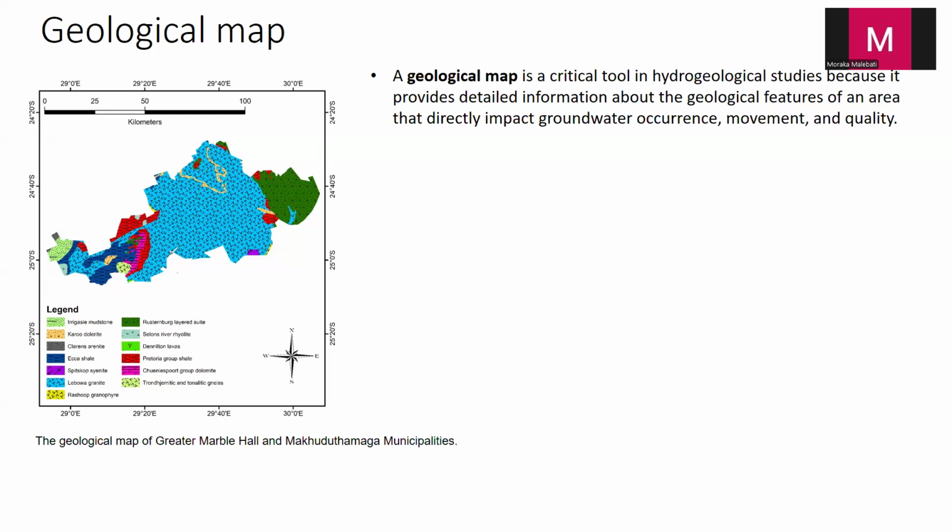So if we can check on our map, we can see that the Leboa granite occupies a larger area, and then it is followed by the Rustenburg Suite. Basically we've got a lot of Leboa granite, and then less of the Rustenburg Suite, and then we've got Pretoria Group shales. So remember, the shales act as aquicludes.